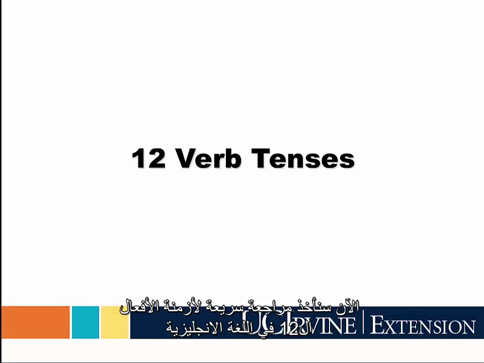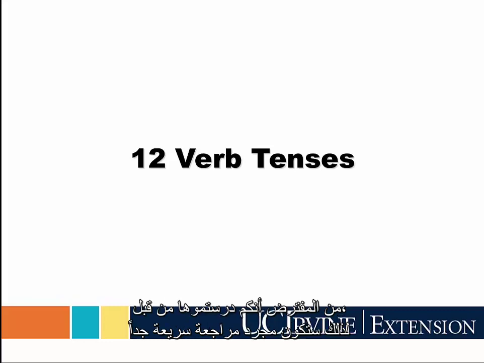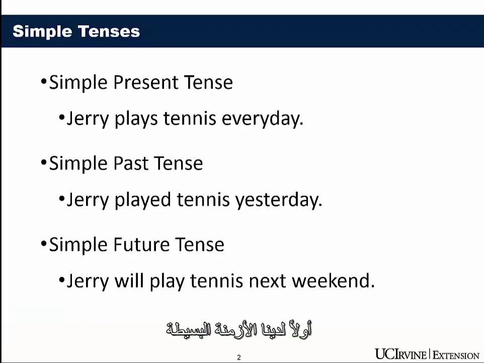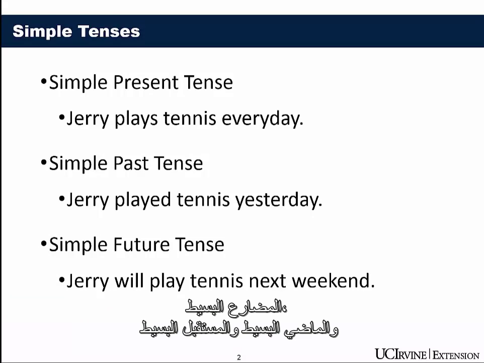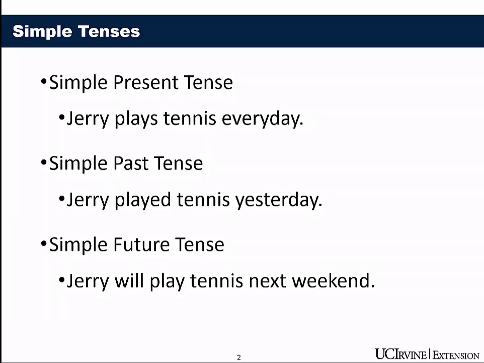Now we're going to have a quick review of the 12 verb tenses in English. You should have studied these before now, so this will be just a very quick review. First we have the simple tenses: simple present, simple past, and simple future.